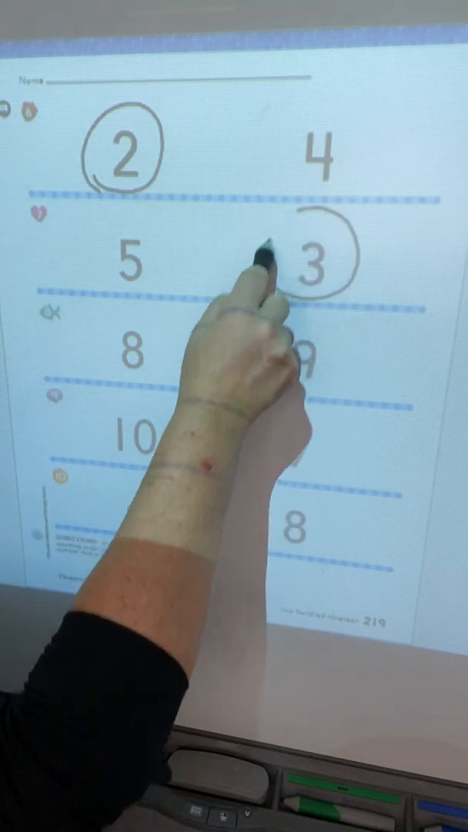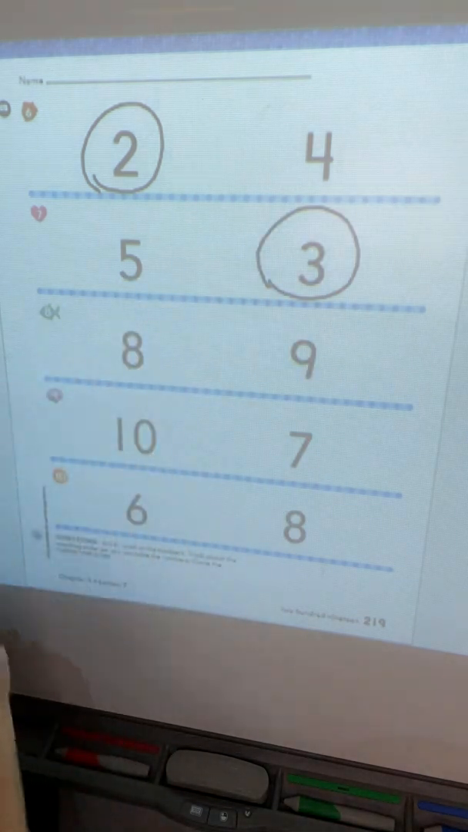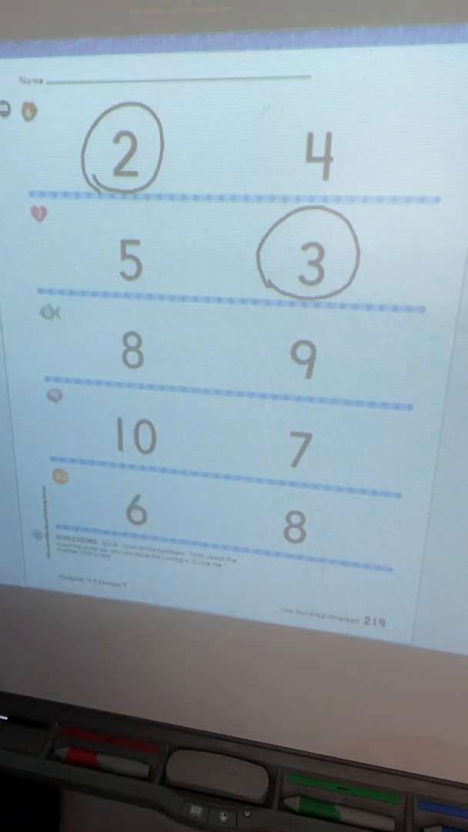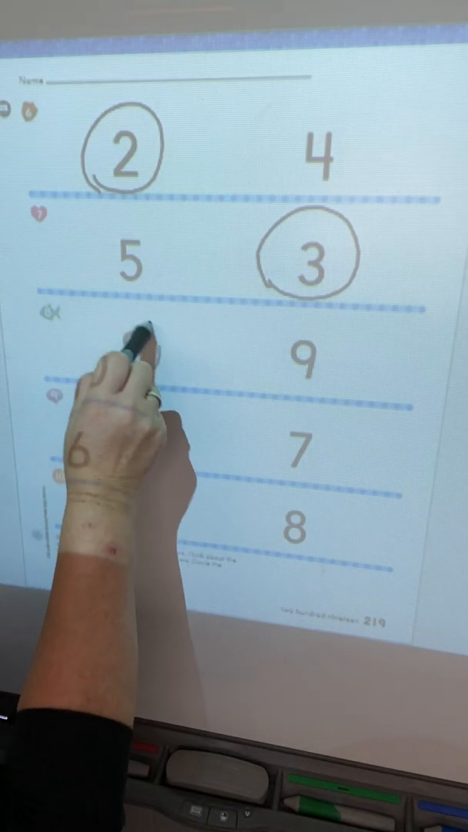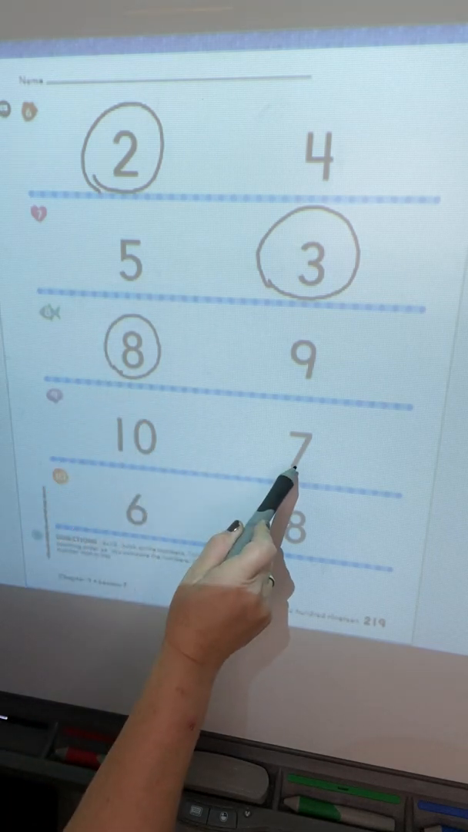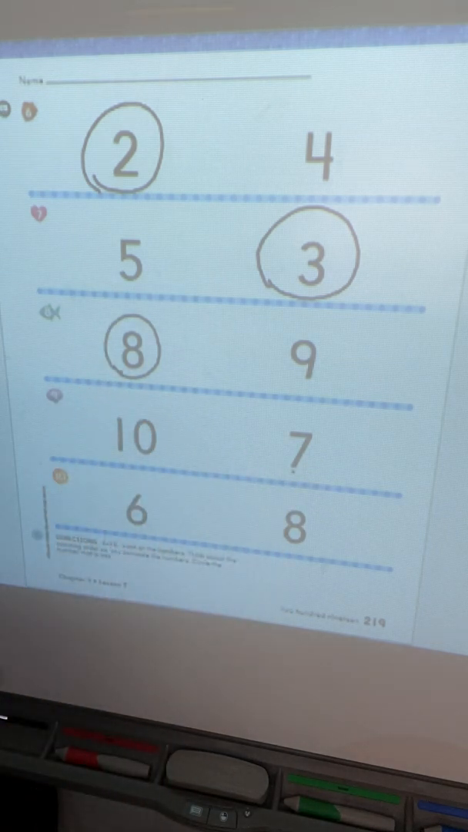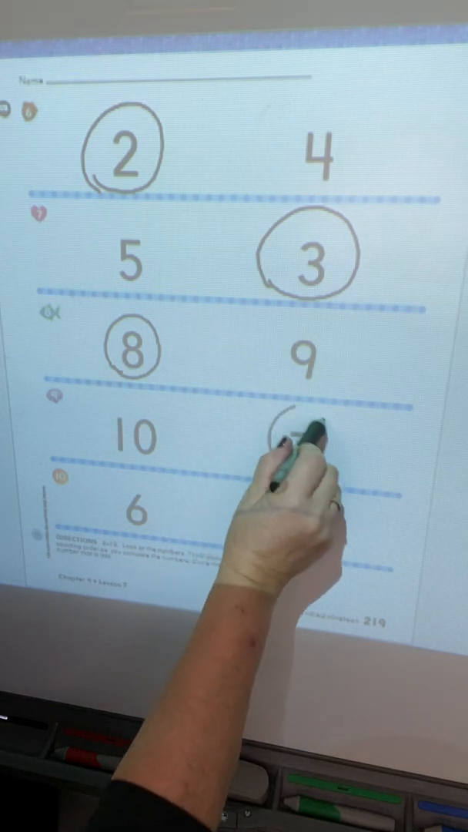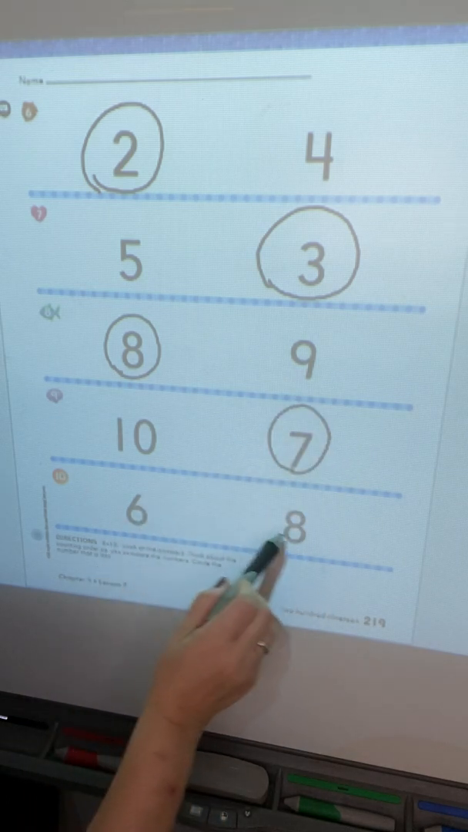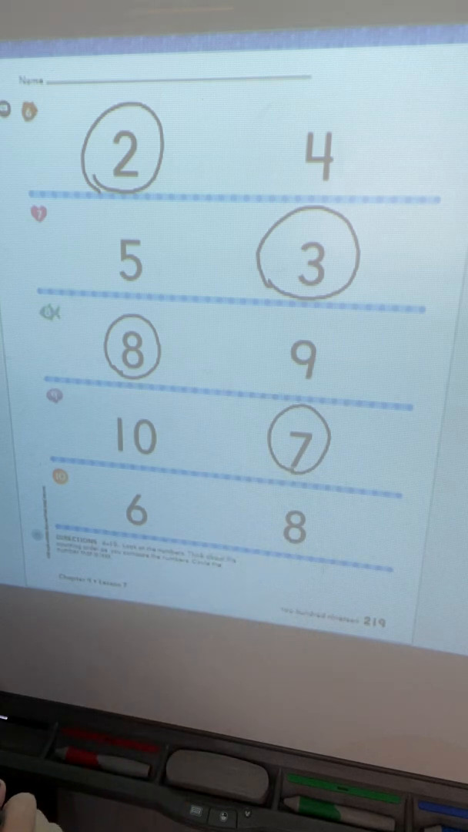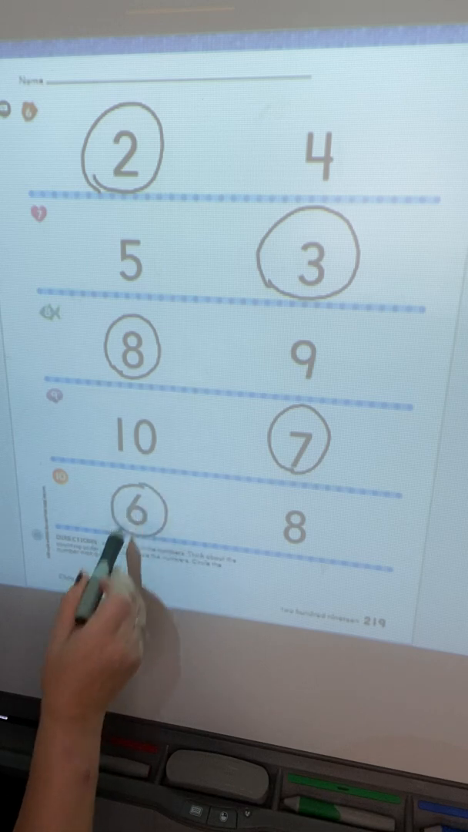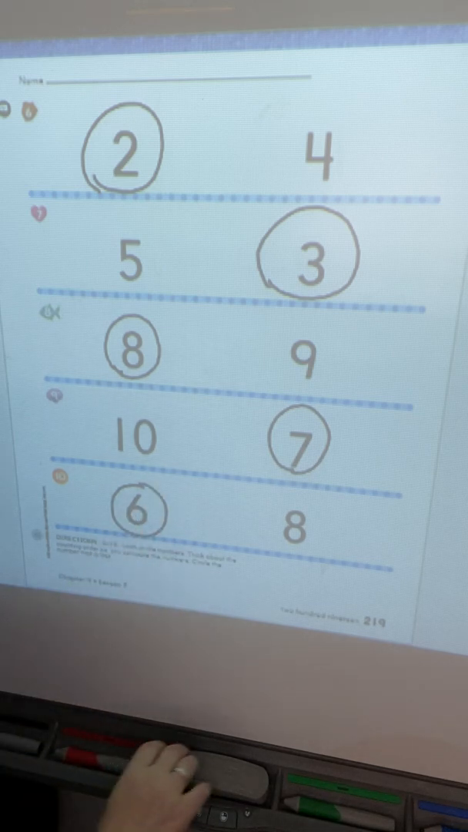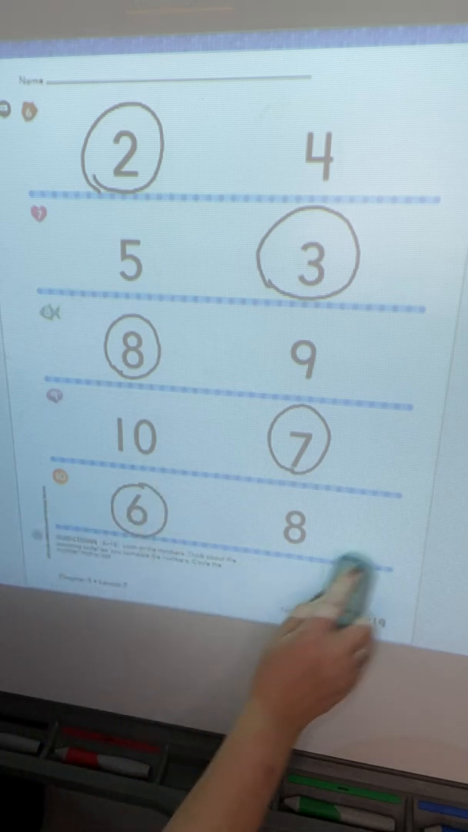3. 3 is less than 5. How about 8 and 9? Which one is less? 8 is less. 10 and 7. Which one is less? 7 is less. 6 and 8. Which one is less? 6 is less. Wow, you guys are fantastic.